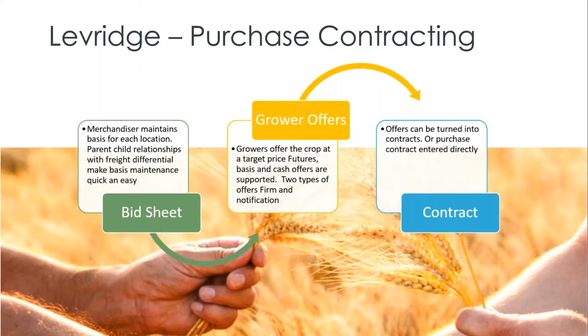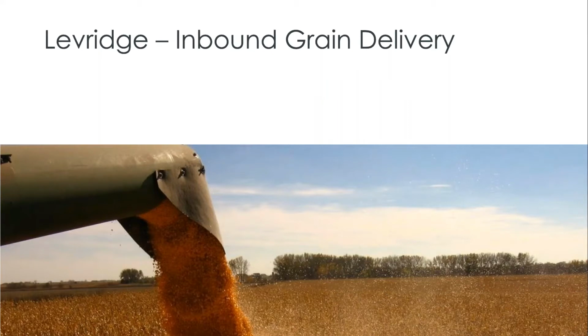A firm offer is where you don't have to call the grower. You can just go ahead and contract for that grain when it hits his price. And a notification offer is one where the grower wants you to call them if it hits that price, and then based on that phone call, you'll decide to either execute the contract or not. And that's the next step, to execute the purchase contract, and we'll have that in a future webinar. So the next screen, we're talking about the grain delivery.